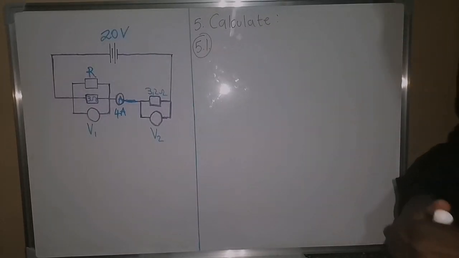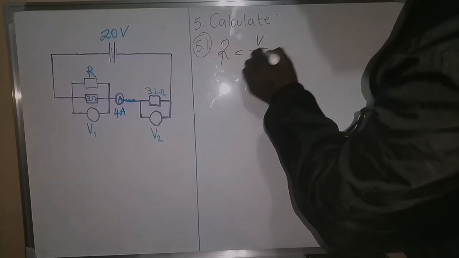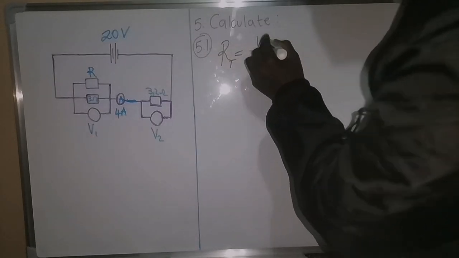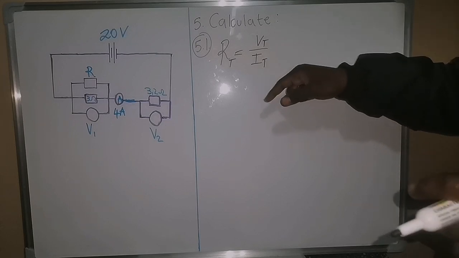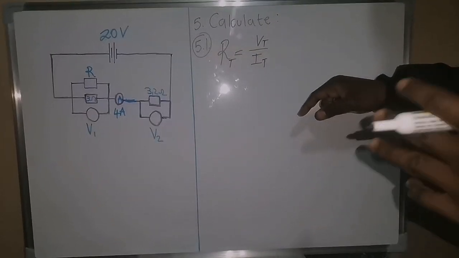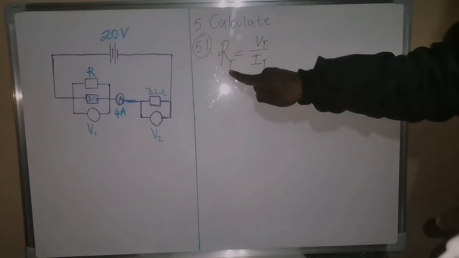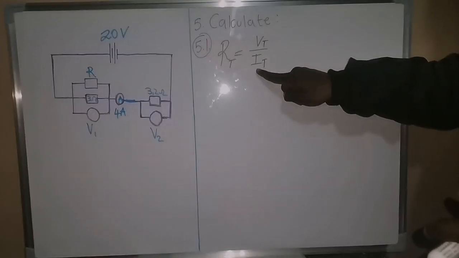To find the total resistance, R equals V over I. So it's RT, IT, VT. This is Ohm's law, by the way, so you need to know Ohm's law before you go to the examination. Go and read about Ohm's law, please, guys. This is the formula we use: R is equal to V over I. Resistance is equal to voltage divided by current.